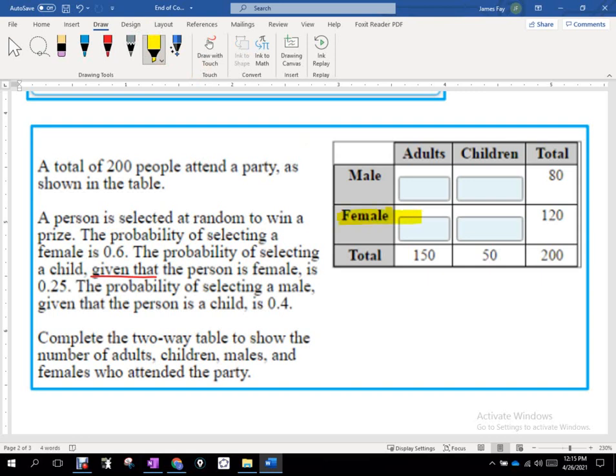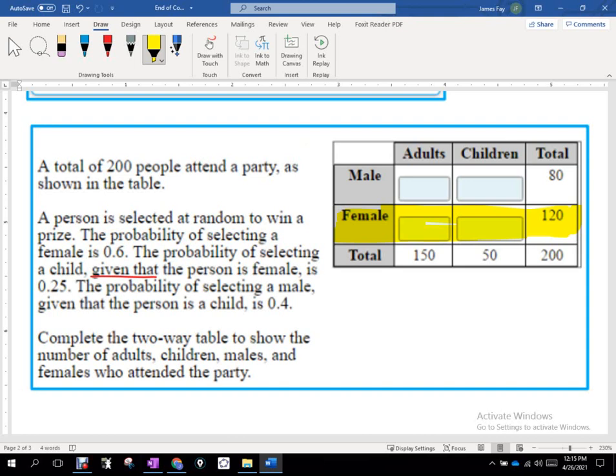So let's look at this. We know it's given that they're a female. So you go into this room with 200 people. You close your eyes. You point at somebody. You're going to choose that person. So the probability of selecting a child given the person is female. You pointed at a person, and the person next to you said, you just pointed at a female. So now you've dwindled your sample space of 200 people down to 120. Does that make sense? Okay.